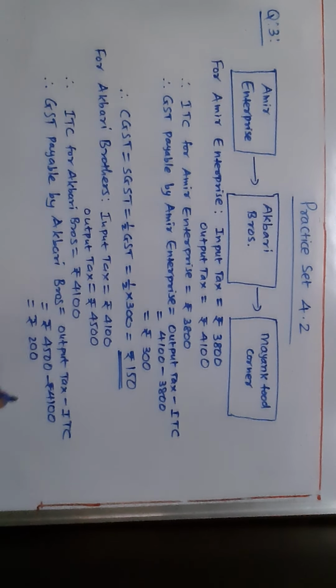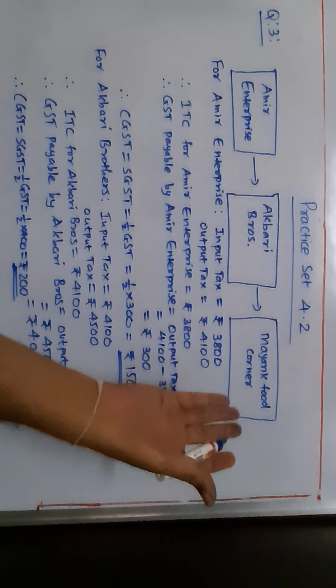100, and the difference is 400, and so CGST and SGST. Therefore, CGST is equal to SGST is equal to half of GST, and that is equal to half of 400, which is equal to rupees 200 each. So this is the CGST and SGST paid by Akbari Brothers. Okay, and these are the two transactions.